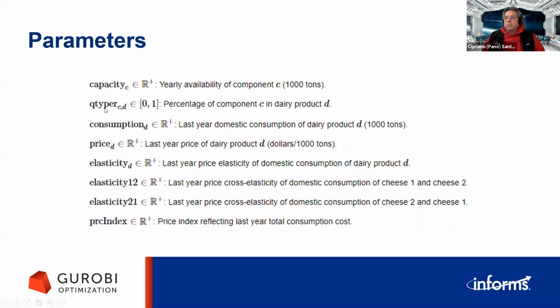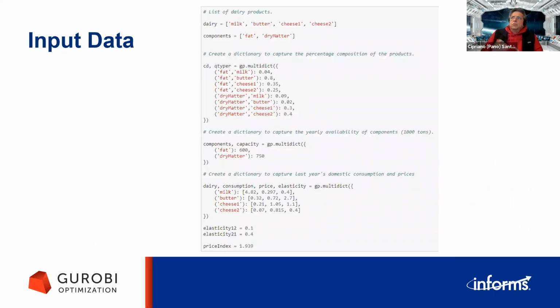Also, another parameter is going to be the quantity per, and this is the percentage of component C in the dairy product D. Also, we are going to have the consumption, and this is the last year domestic consumption of dairy product D. We are going to have the price, last year price of the dairy product D. Also, the elasticity for each of the dairy products, and then the cross elasticity of domestic consumption of cheese 1 and cheese 2, and cheese elasticity to 1 will be the cross elasticity from cheese 2 and cheese 1, and the price index reflecting the last year total consumption cost, which needs to be satisfied.